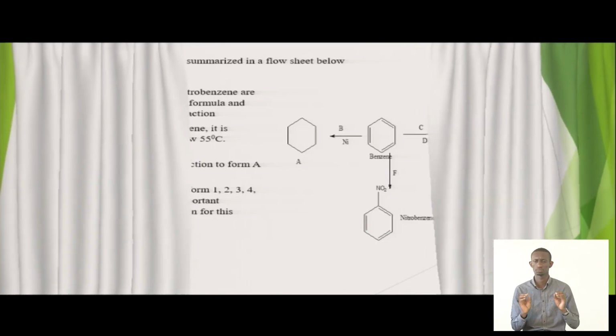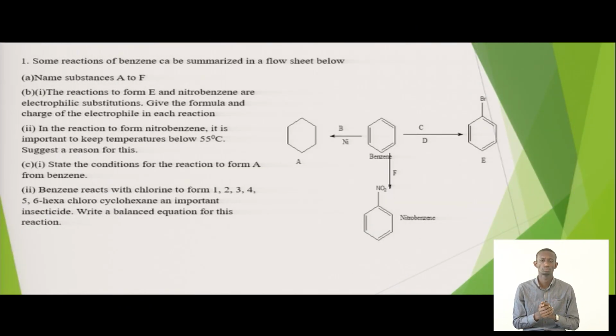So without wasting a lot of time, we are just starting with question number 1. And that question number 1 is reading. Some reactions of benzene can be summarized in a flow sheet below. This is the flow sheet that we are talking about. Part A, we are supposed to name substances A to F. And then B, Roman 1, the reactions to form E is here, as you can see.